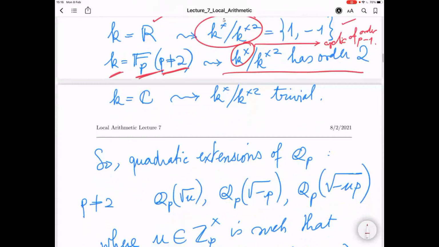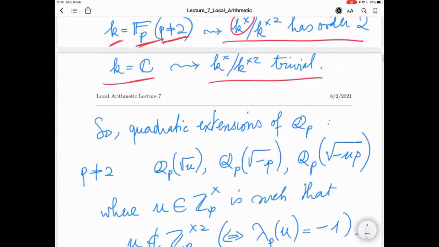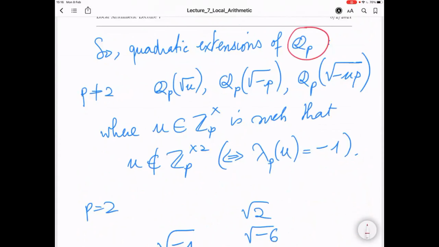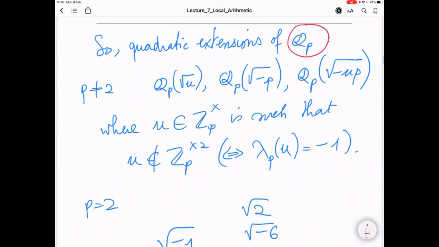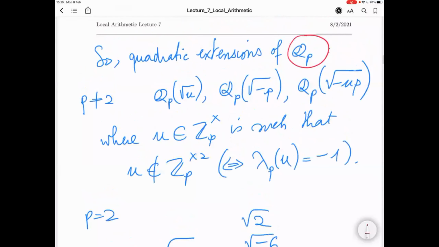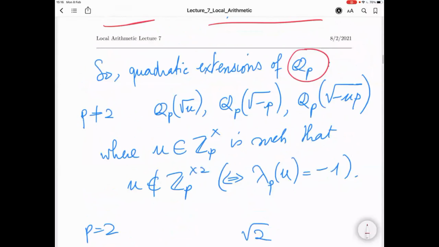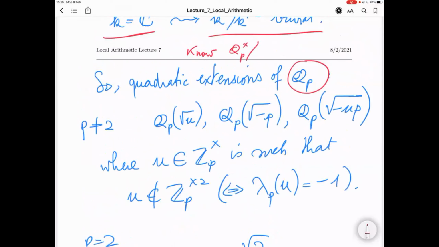And if I take k equal to C, of course, this group is trivial. In any case, let's take k to be this field Q_p. So that gives me all the quadratic extensions of Q_p, because I've already determined what Q_p star modulo squares is.